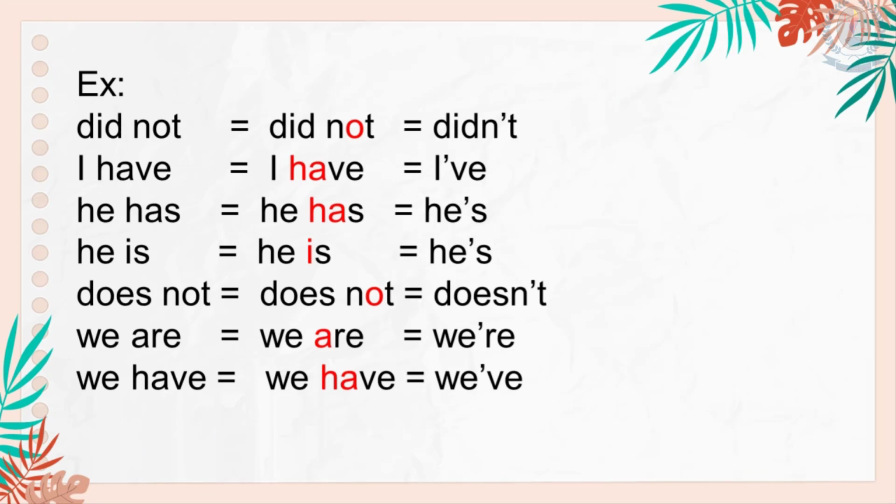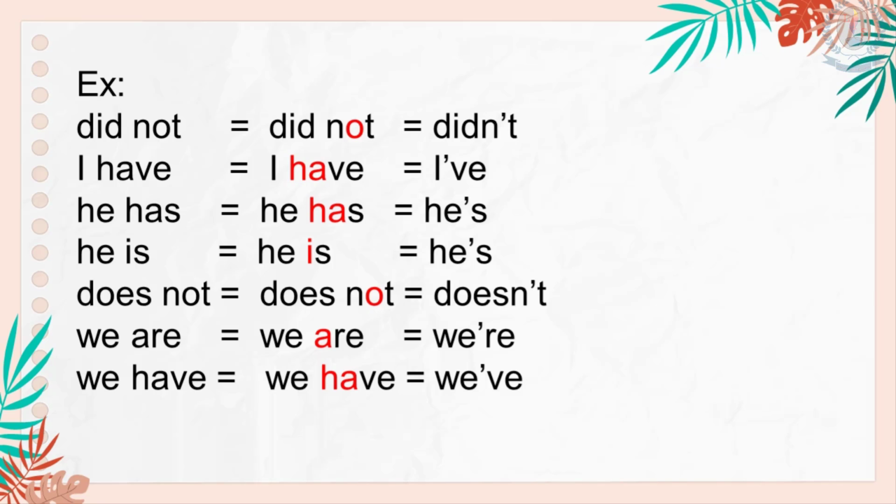Look at these examples. Did not. Here, can you see children? In the second word, I have highlighted letter O. So, we are going to remove that one and add an apostrophe instead of that place, and we need to write together these 2 words just to make a contraction. So, did not becomes didn't.